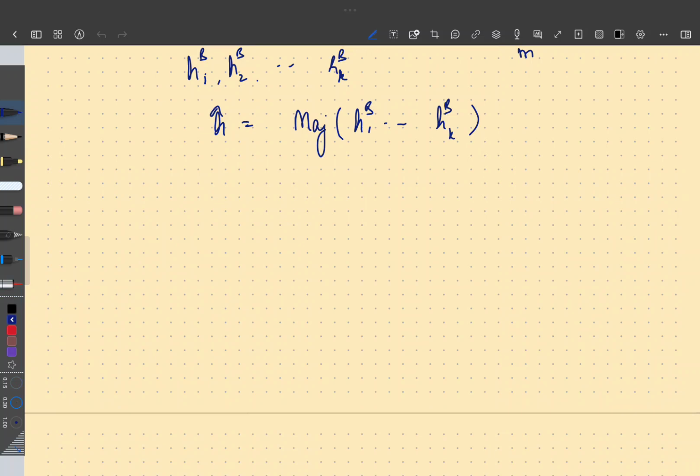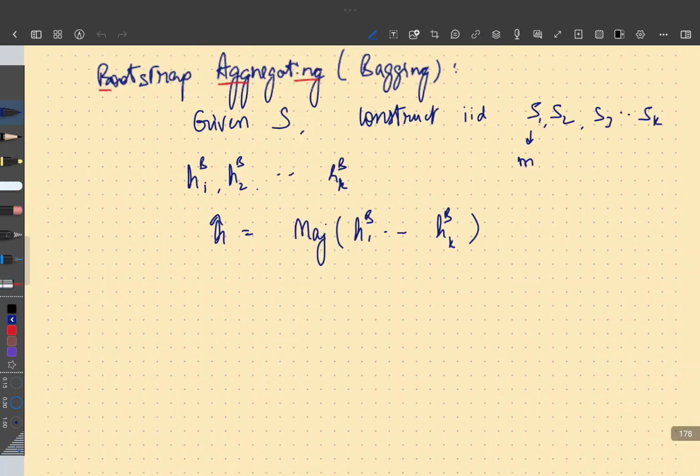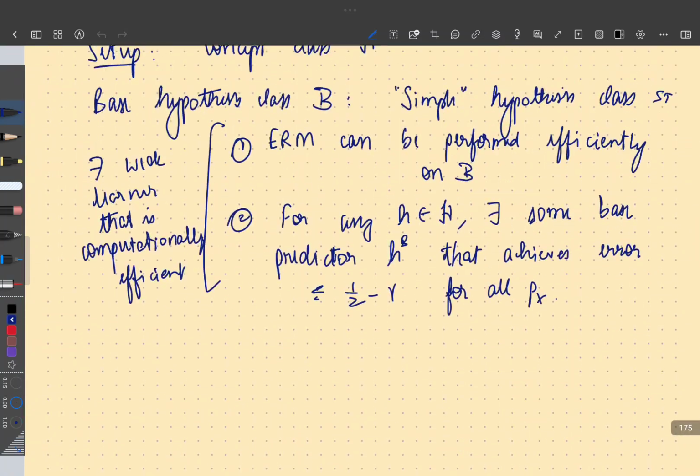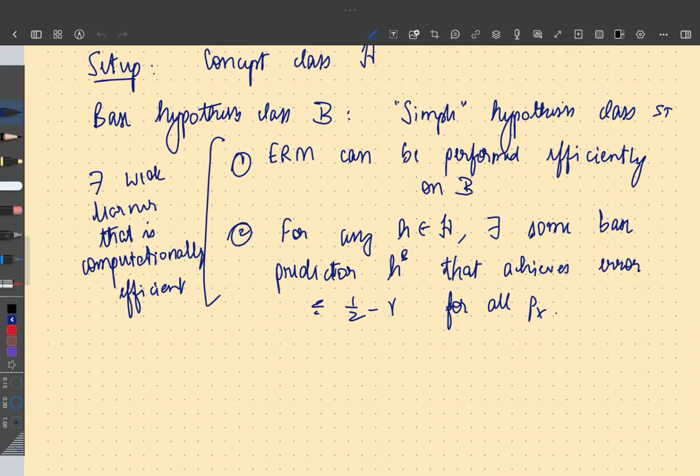So I have a doubt in the definition of when we define the base class. When we said that there exists a computationally effective gamma weak learner, I think the condition is a bit misleading. Why do you say misleading? Which part? Like, here, the second statement shouldn't be like this, that there exists a gamma weak learner in the base class. Exactly. But then why have you written that for any h belonging to H, there exists some base predictor hb? So what is the relation between h and hb?